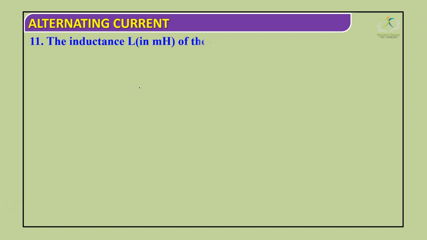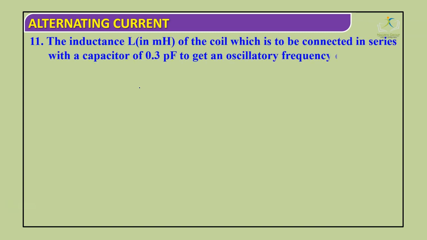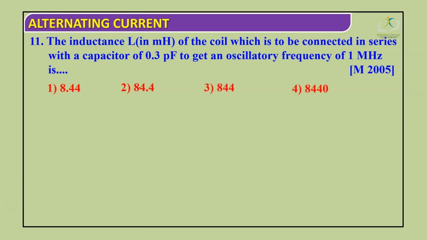Next question we have: the inductance L, in millihenry, of the coil which is to be connected in series with a capacitor of 0.3 picofarad to get an oscillatory frequency of 1 megahertz. The options given are 8.44, 84.4, 844, and 8440.